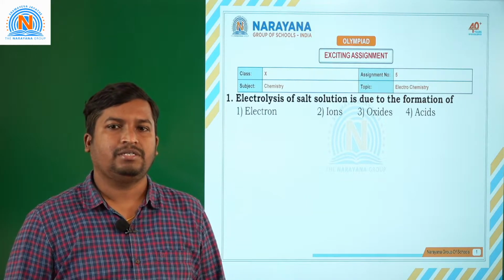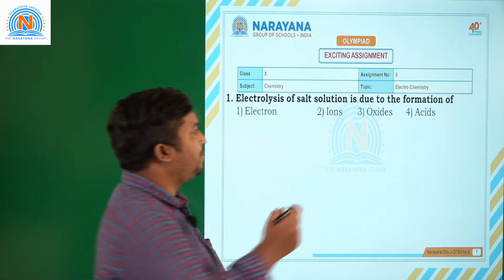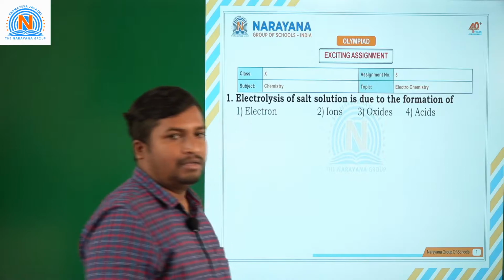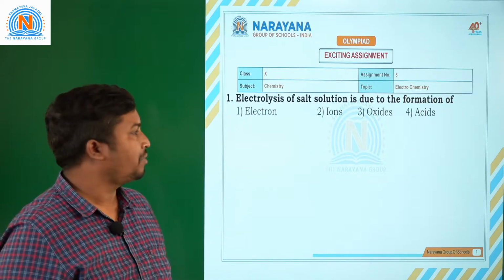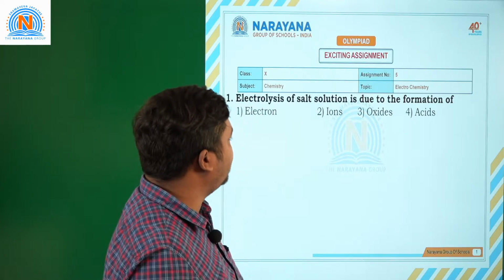Today we are here to discuss the 10th class assignment of the chapter electrochemistry. So let us see the first question. Electrolysis of salt solution is due to the formation of.